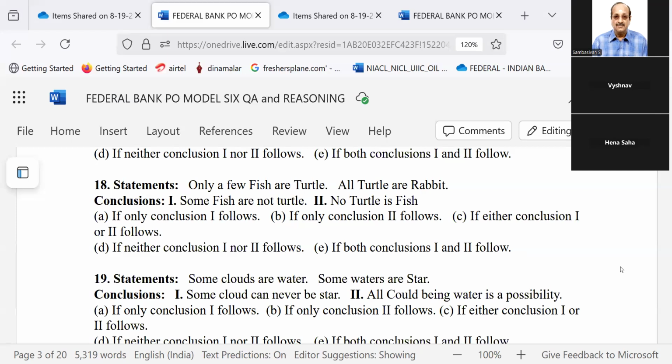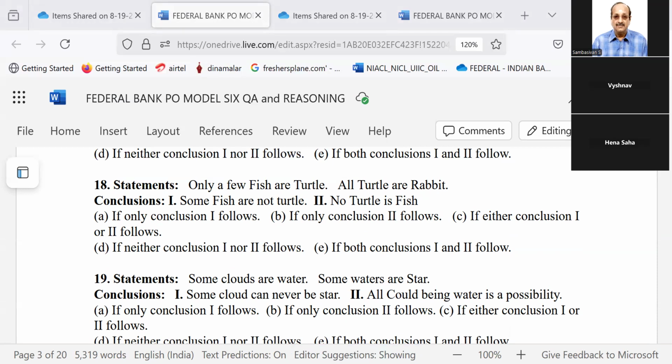Sir, few and some. If in one question it is given few and in another question it is given some, they have similar meaning, no? No, there is some difference. Okay, I will find out, there is some material on that. I will send it to you. I think I must be having some material on syllogism. If it is there, I can give you that.